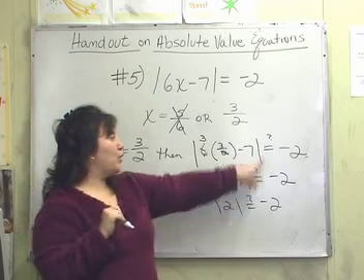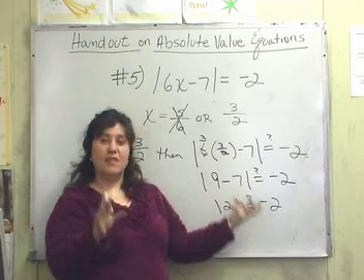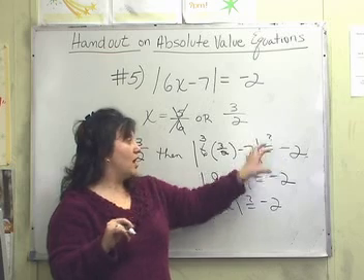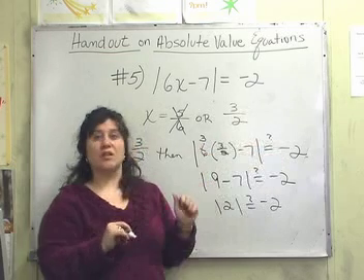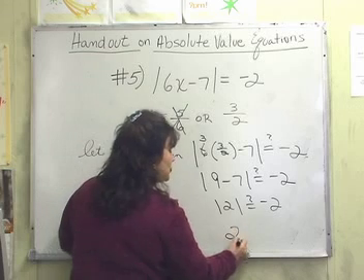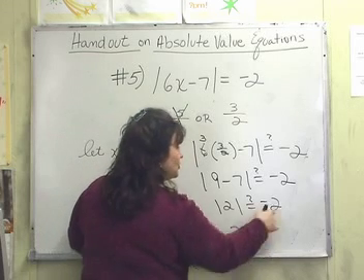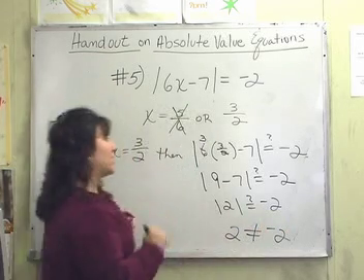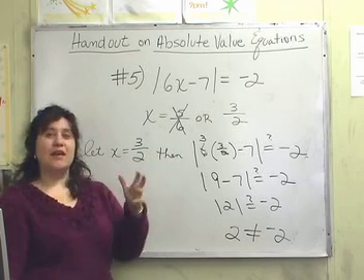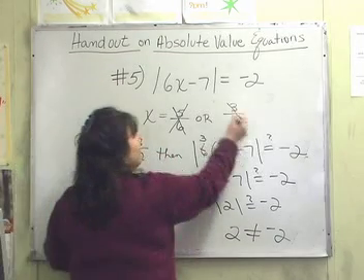And you notice I'm putting question marks above the equal sign. That is because I cannot claim that these two sides are equal. We're questioning that. The absolute value of 2 is 2. 2 does not equal negative 2. Therefore, 3/2 is not a solution to this equation.